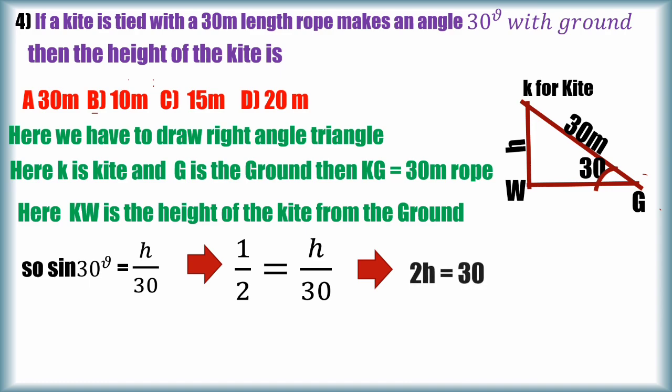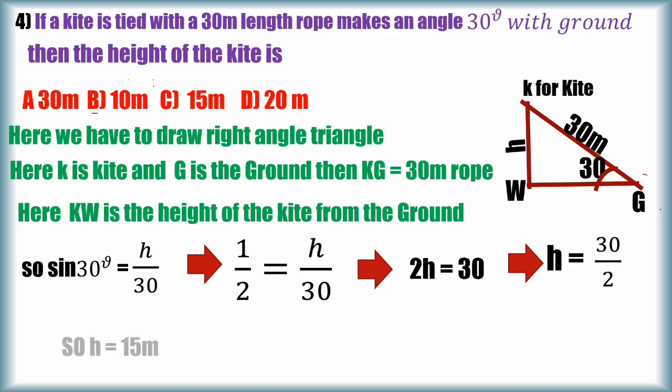Then the 2 multiplication is taken to the right hand side as a division. Then h equivalent to 30 by 2. 30 by 2 is nothing but 15. So the height of the kite from the ground is 15 meters. So C is the answer.